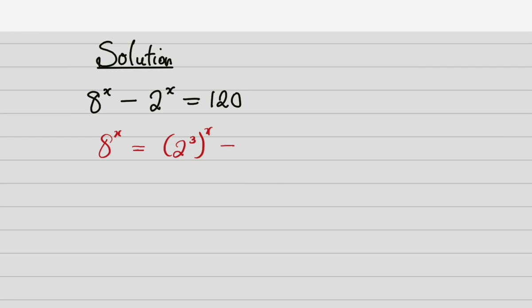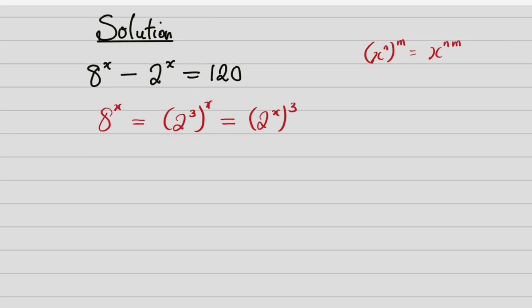Okay, now do you know I can still write this as 2 raised to power x, or raised to power 3? Now, why can I write this? It is because if I have x raised to power n and raised to power m, it is the same thing as x raised to power nm. Okay, now nm is commutative, so whether nm or mn, it is the same. So that is why I am able to do what I've done.